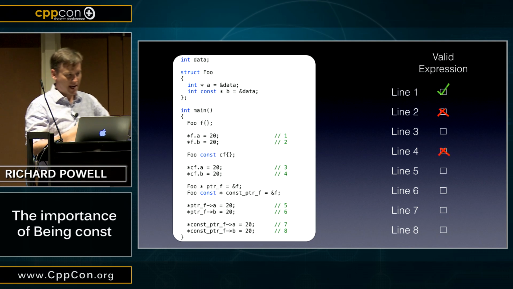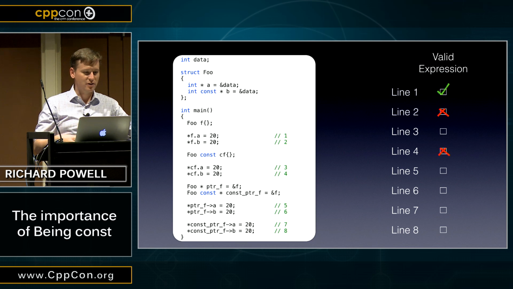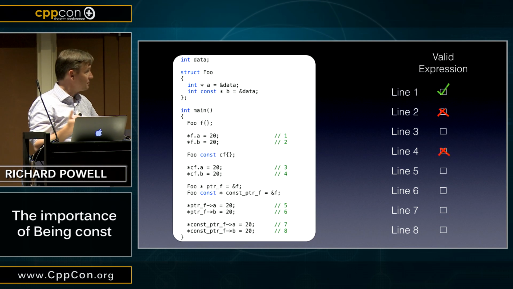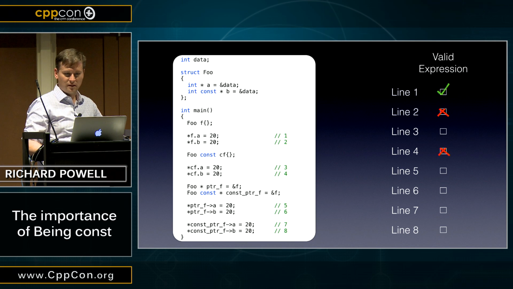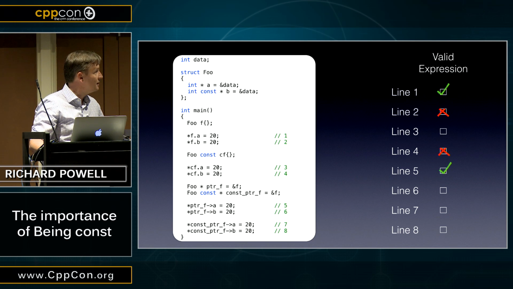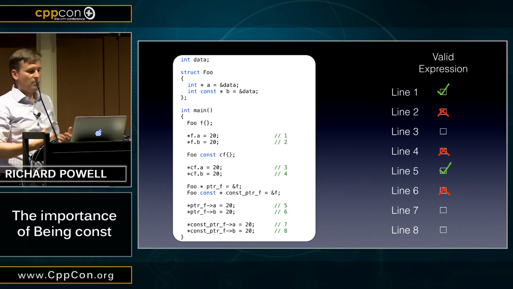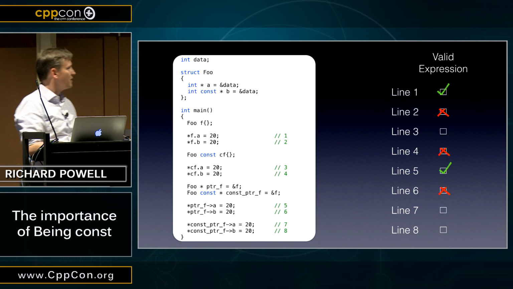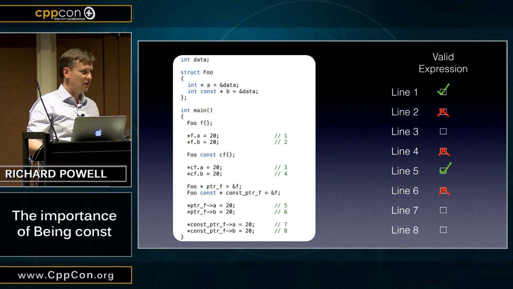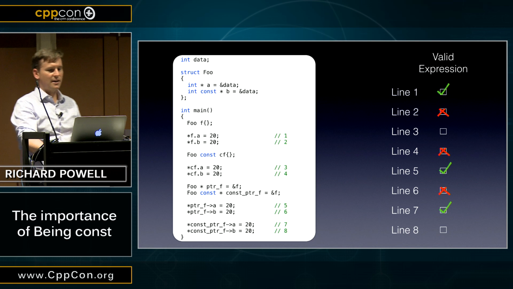So now at this point we have a pointer to foo and a pointer to const foo. And line 5, is that valid? And line 6? Great. And what about if I go through a const pointer to constant foo, line 7 and 8? Is line 7 valid? It is valid. And that's interesting. What about line 8?